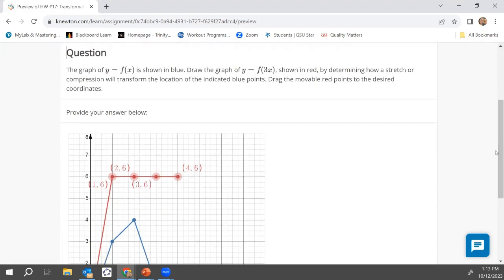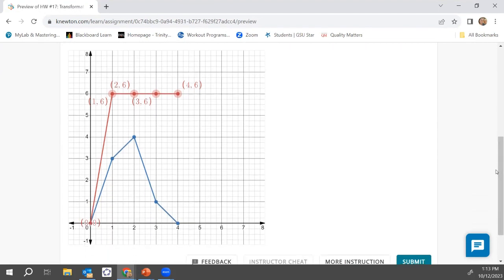All right, next one. Inside, our original graph is blue. So inside, we now want to do f of 3x. Remember, when it's inside the parentheses, we do the exact opposite of what it says. So instead of multiplying the x's by 3, we're going to divide all of them by 3. So instead of 1, 3, it's going to be 1/3, 3.